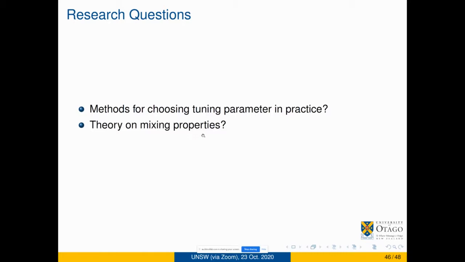Another problem, which is really interesting, is what's the theory of the mixing properties? It's kind of obvious that choosing these good lattice bases is working nicely, but we really must have some theory on mixing rates to support it, rather than just the numerical results.